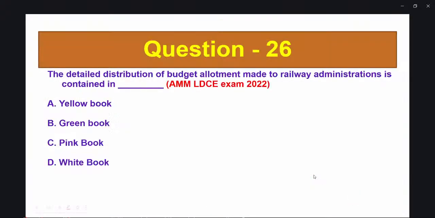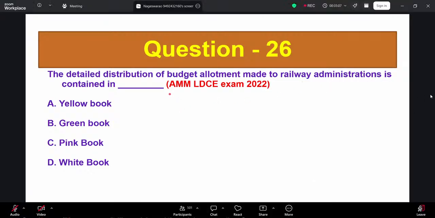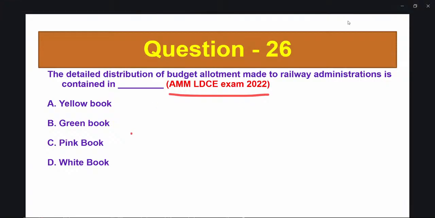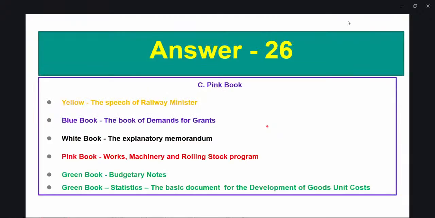The detailed distribution of budget allotments made to the railway administration is contained in AMM. Yes, very easy. All of you know pink book. But the concept of pink book, the printing of pink book, it is dispensed since last 2 years back. Now everything is available online. Wherever you are interested, you can take the print. Otherwise, there is no printing of manual. And this is not much important because it has no more significance.